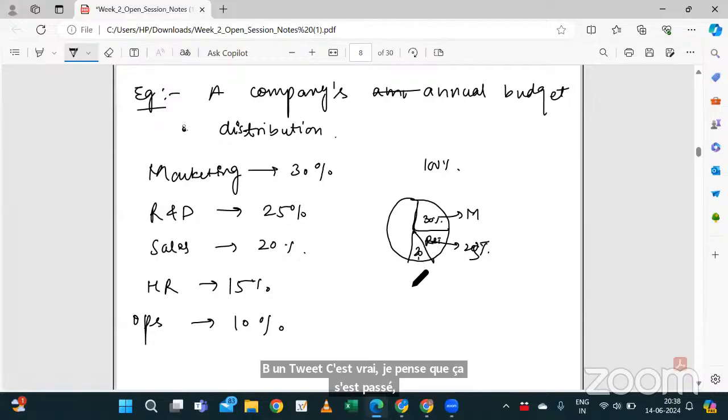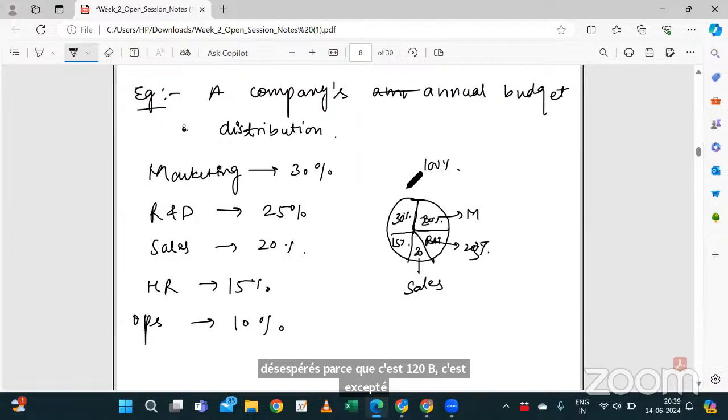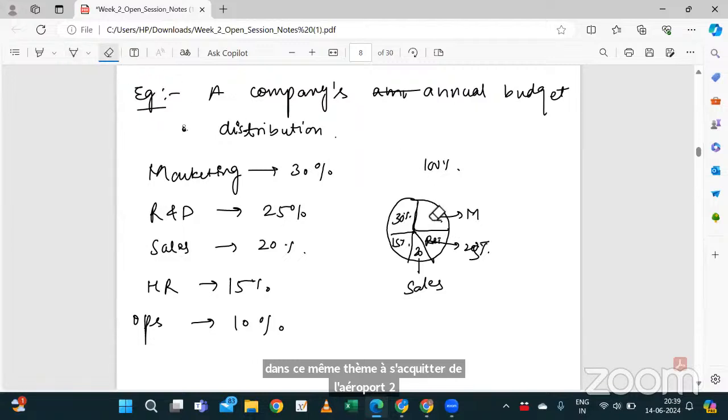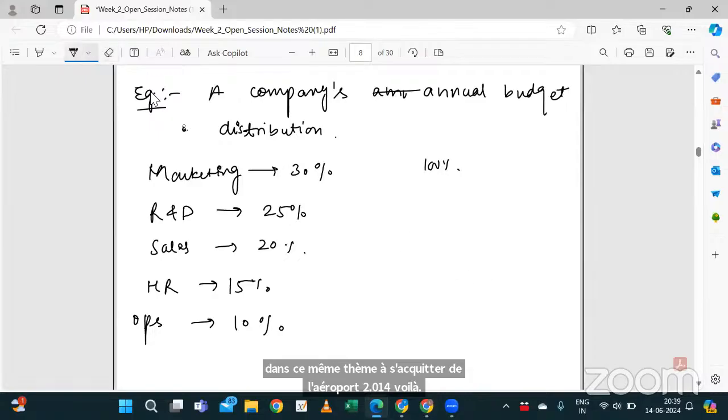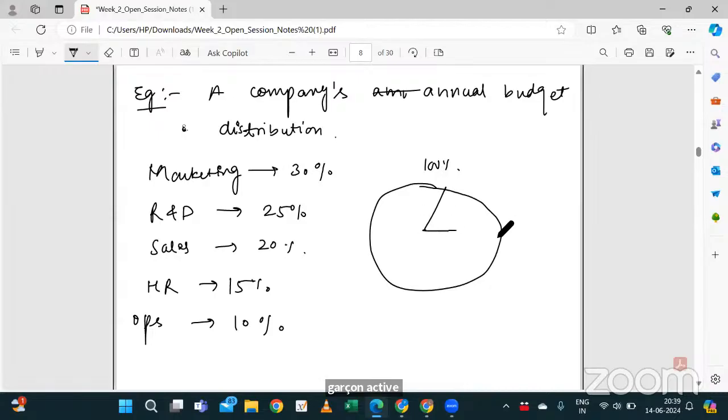So this is 20%. This is for sales, right? Then 15%. Then actually it shouldn't be 10%. Let me make it 30. Why? Because there is something called the area principle. We have to keep that in mind also. Actually, what I'm trying to say is that it's a whole thing, and we can make slices of different things.